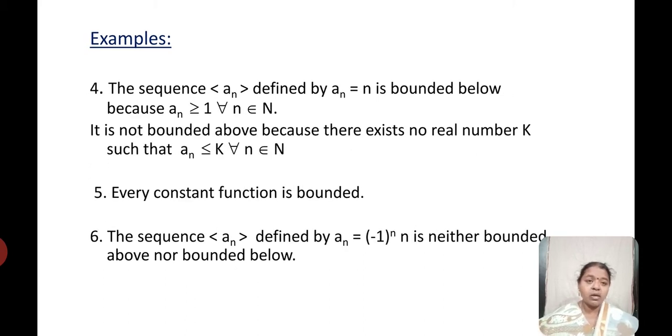The next one, let's consider a sequence a_n equal to n. Now this is bounded below because the minimum value which we would be taking is 1. So a_n is greater than or equal to 1. It is not bounded above because there exists no real number k such that a_n is less than or equal to k for all n belongs to natural numbers. And we also know every constant function is bounded. You have another sequence which is defined by minus 1 power n into n. This is neither bounded above nor bounded below. So this can be an example for an unbounded sequence.